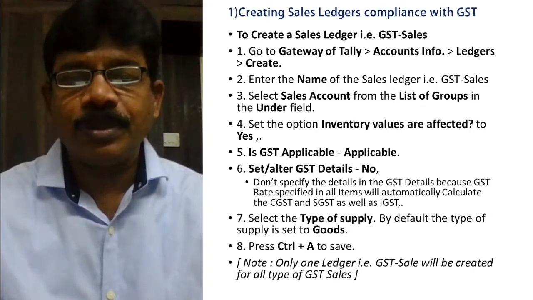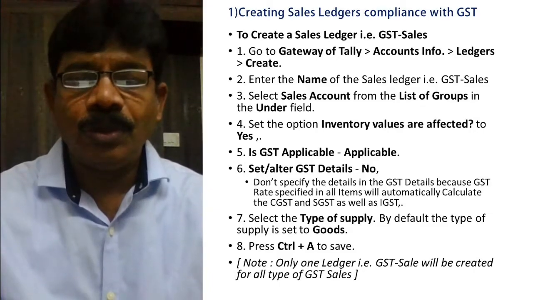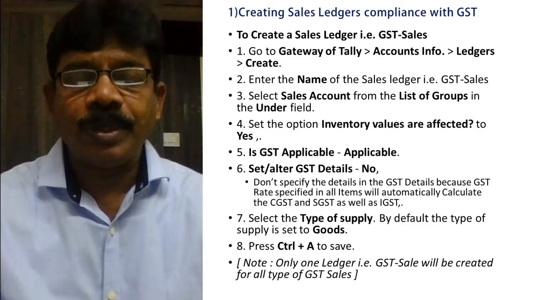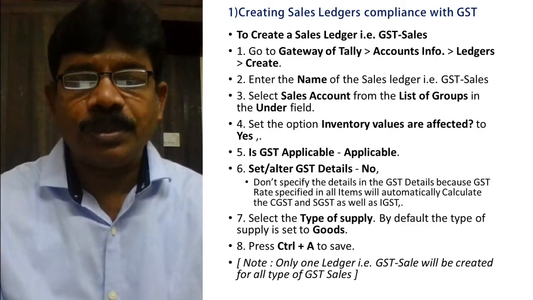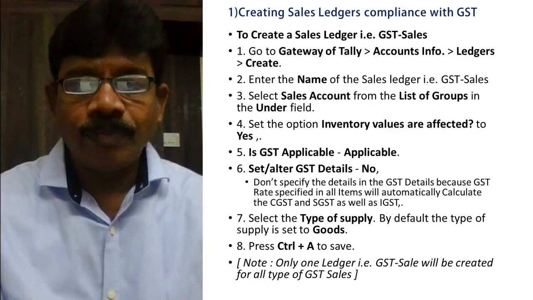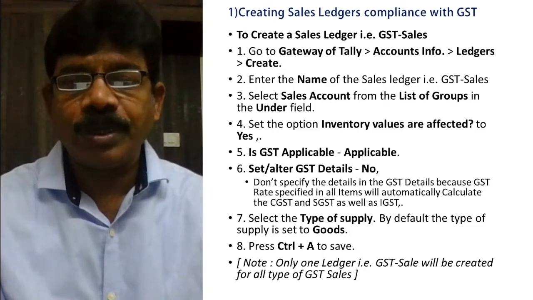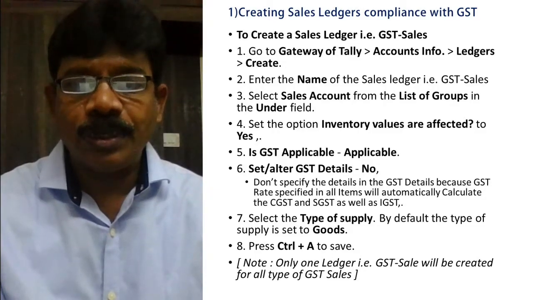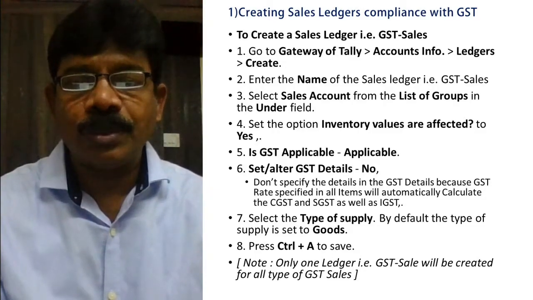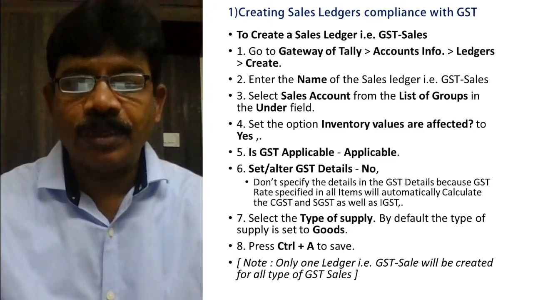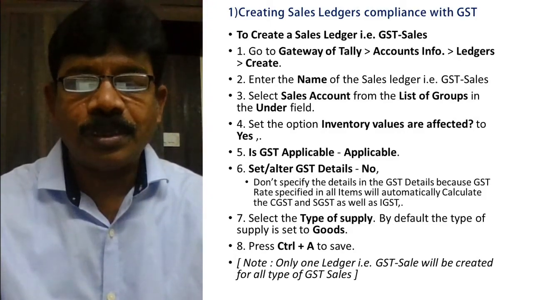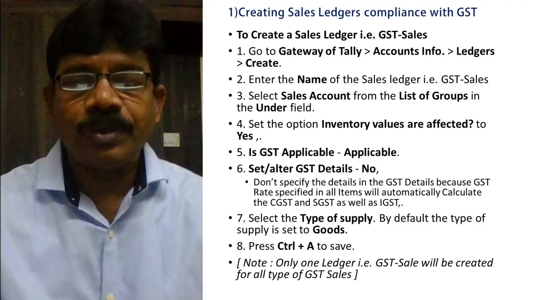Set the option inventory values are affected to yes, and GST is applicable. Set alter GST details to no. Don't specify the details in GST details, because the GST rates specified in all items will automatically calculate the CGST, SGST as well as IGST. That's why here we have to set no.